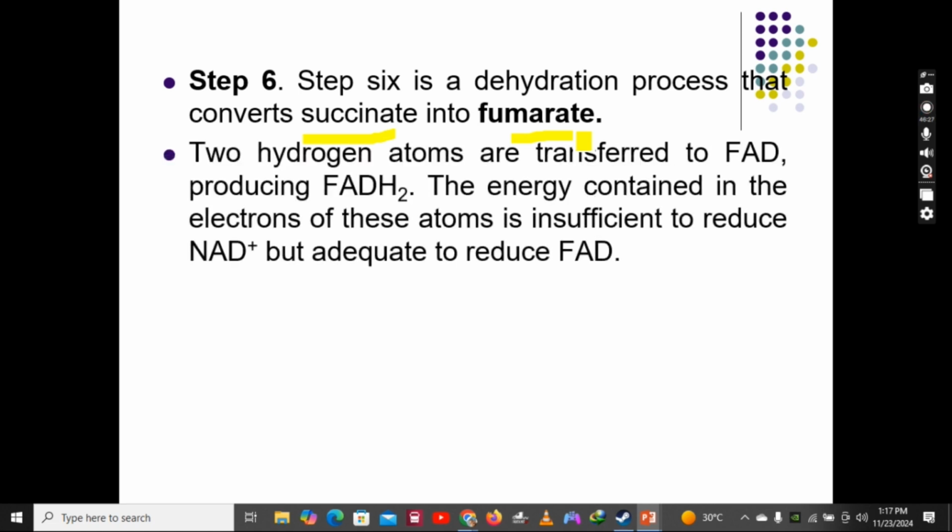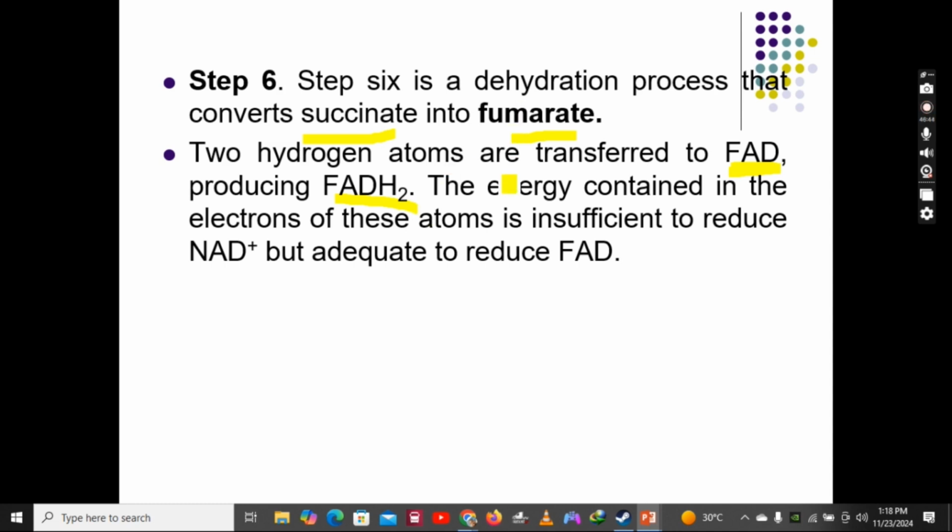There are 2 hydrogen atoms that are transferred to the FAD. Now, instead of the NAD, this is where the FAD comes in. And what will be produced? It's the FADH2, which will be produced.